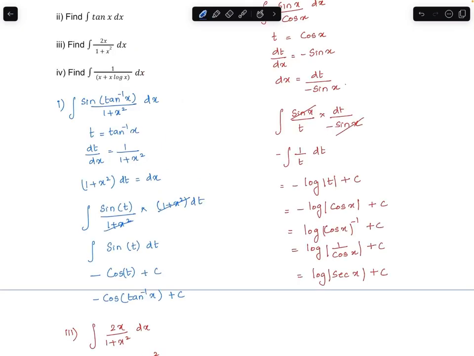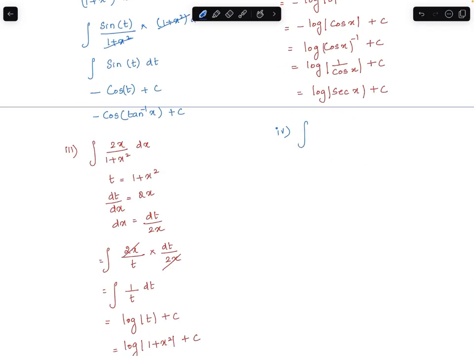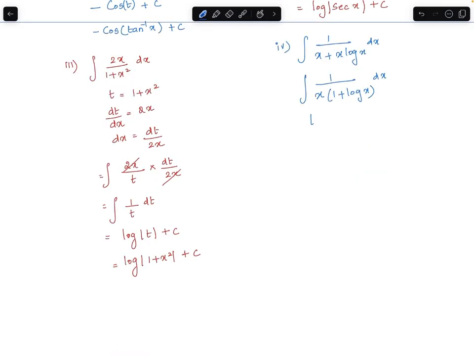Question 4. Find integral 1 upon x plus x log x dx. Let's take the x common. It becomes x times 1 plus log x dx. Let's take t as 1 plus log x. Differentiating this with respect to x, we get dt upon dx is equal to 1 upon x. dx is equal to x times dt.